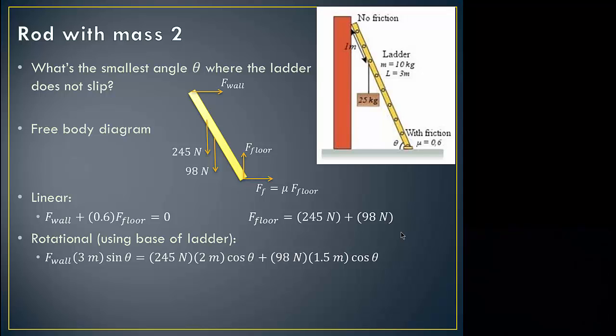Okay, so the free body diagram is shown here. There's the force of the wall, which is the normal force for the wall. Two masses. Basically, there's one for the mass of the ladder, 98 newtons, and a person climbing up the ladder, 25 kilogram, a very light person, but still. Okay, and there's the force of the floor, and then there's friction. Okay, again, we have our linear equations. If this ladder is going to be in equilibrium, up equals down, right equals left.